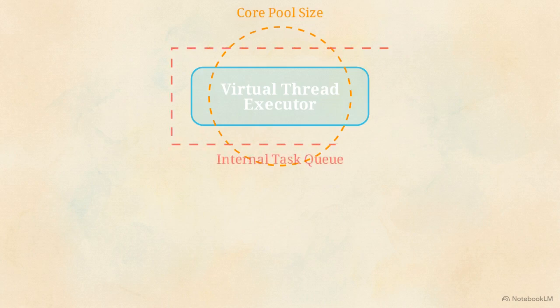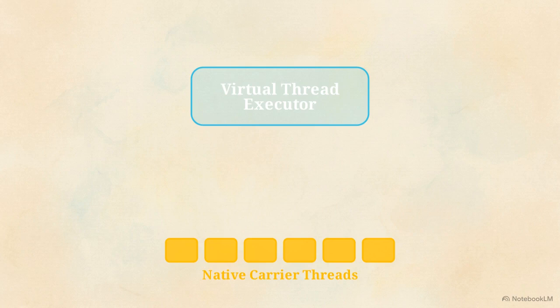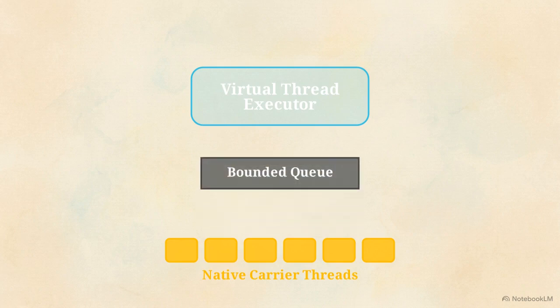pattern. When you initialize an executor via new virtual thread per task executor, you are building an unbounded engine. It maintains no core pool size, enforces no maximum limit, and holds no internal task queue. For every single task submitted, the engine instantly spawns a brand new isolated virtual thread, mapping thousands of them concurrently across a small pool of underlying native carrier threads.